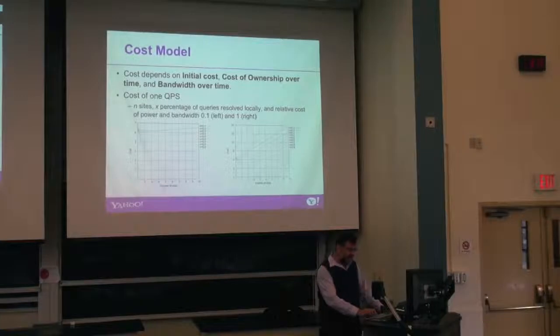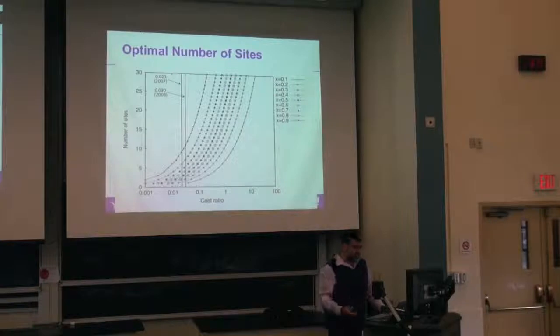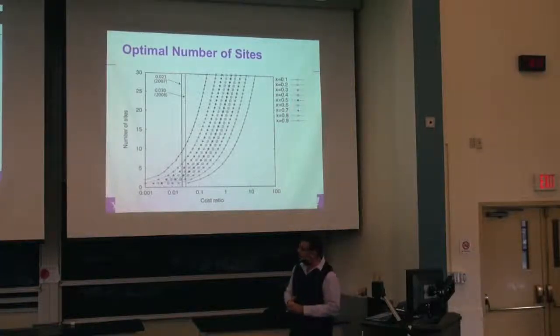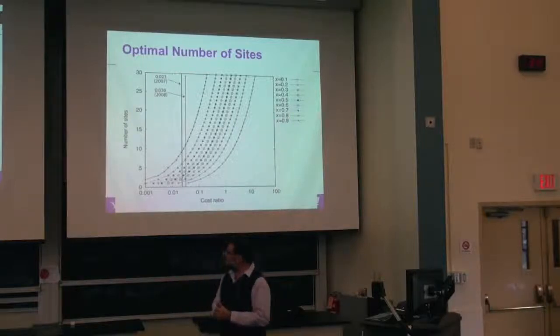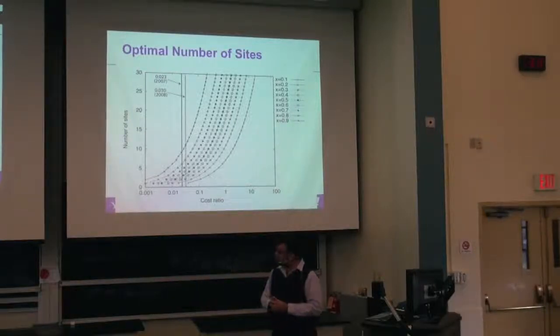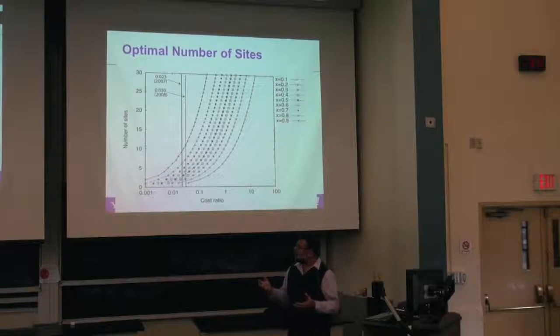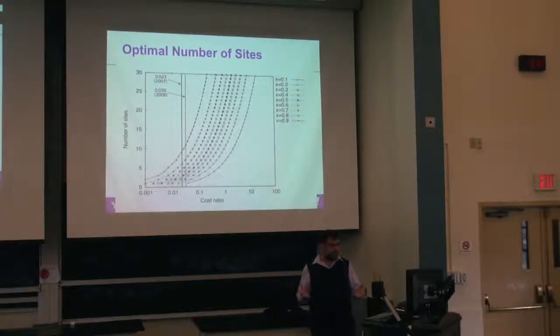And here this graph shows different locality ratios and the number of sites. We can compute the optima, which is the optimal number of sites depending on the ratio of the cost of power and energy. And basically, the number of sites is between 5 and 10. So we're talking about few sites, but they should be distributed.